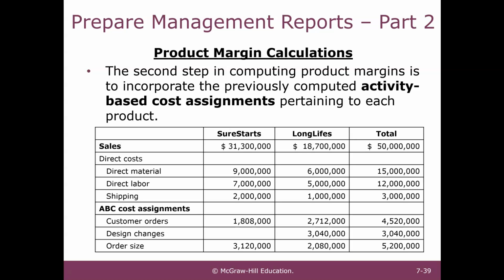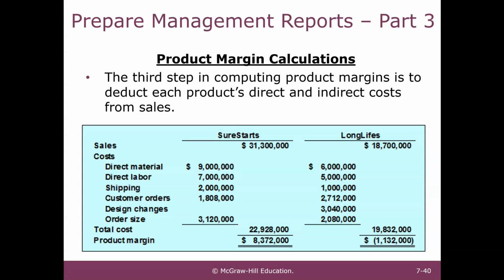In addition to those direct costs, we're going to assign the ABC costs, which is customer orders, design changes, and order size. These are figures that were in a previous slide that we've already calculated. Looking at the product margins, the Sure Start has a product margin of a little over $8 million, while the Long Life has a product margin loss of a little over $1 million.